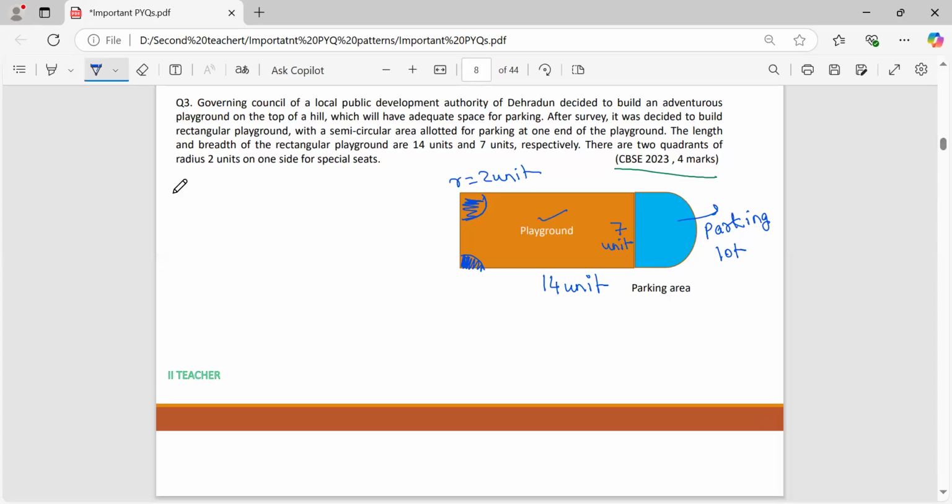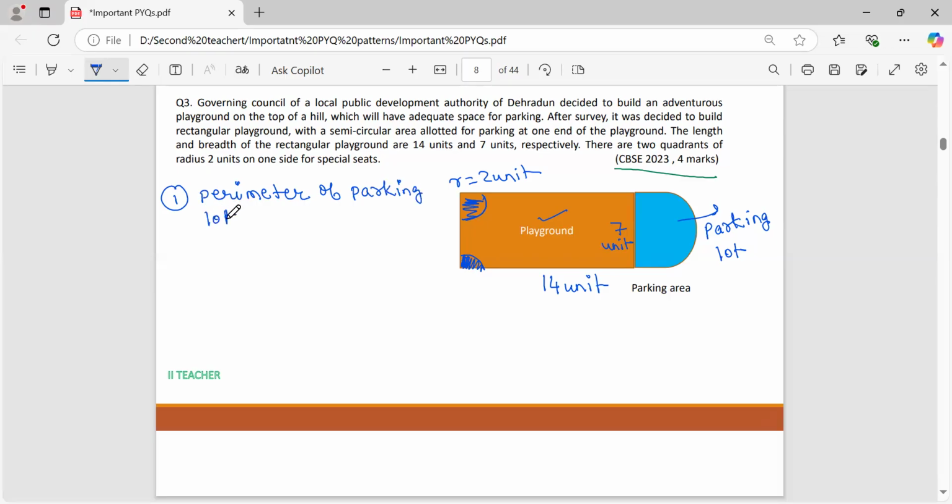So what do I have to find? The first thing I have to find is the perimeter of the parking lot. That is the first thing you have to find in this question.